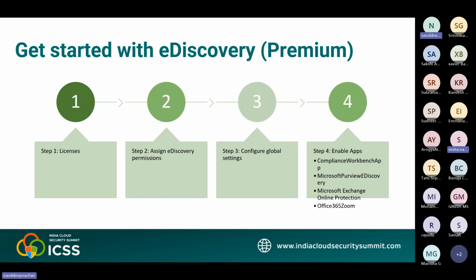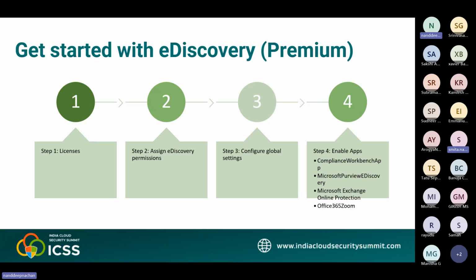So the first step is to verify and assign appropriate licenses. Microsoft Purview eDiscovery capabilities are included with Microsoft Purview, and the licensing requirements may vary even within the capabilities, depending on the configuration option. The second one is assigning eDiscovery permissions. To access eDiscovery Premium or be added as a member of an eDiscovery Premium case, a user must be assigned the appropriate permission. Specifically, a user must be added as a member of the eDiscovery Manager role group in the Microsoft Purview compliance portal. The third one is to configure the global settings for eDiscovery Premium.